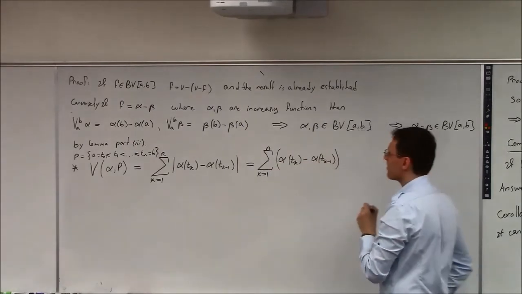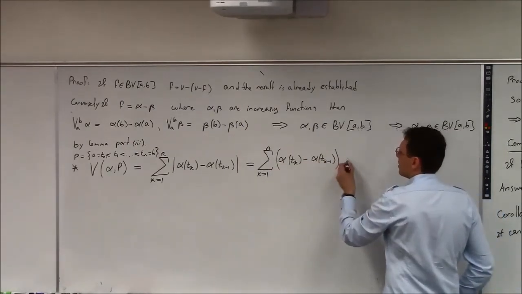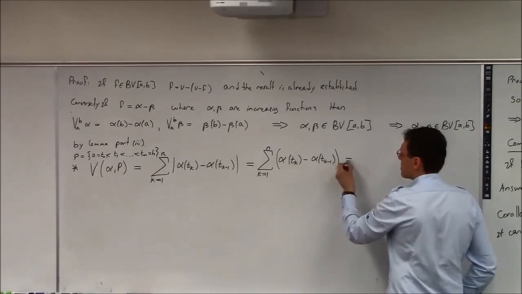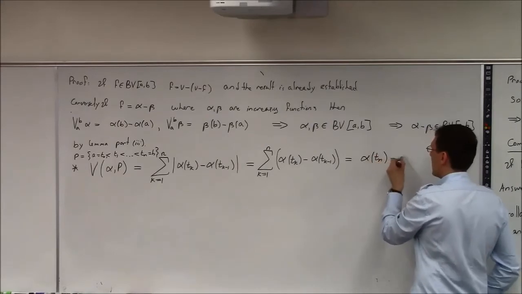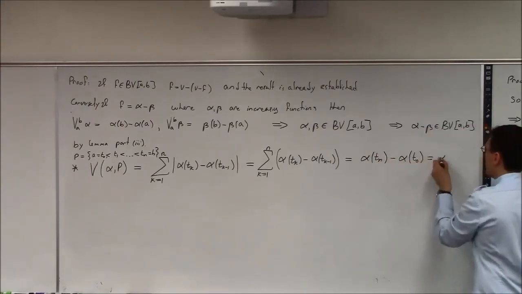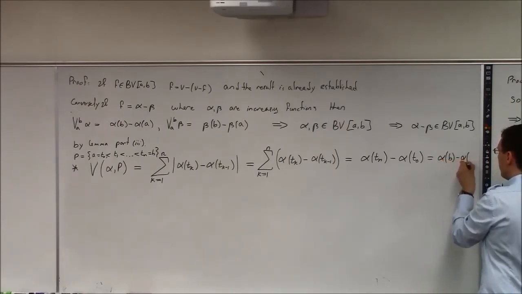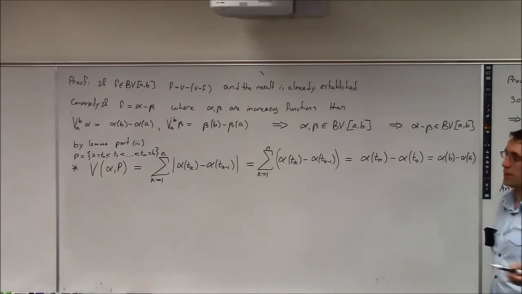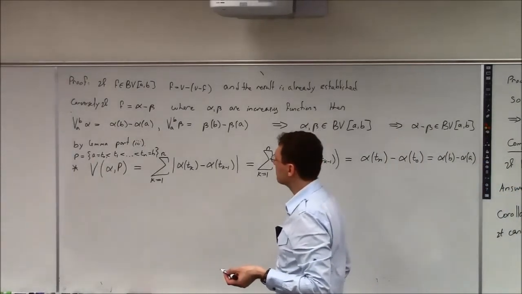Okay? And this is a telescoping sum. What survives is only alpha(t_n) minus alpha(t_0), which is alpha of b minus alpha of a. And since this is true for all partitions, that will be true for the bounded variation. Right? Thank you. Sure.